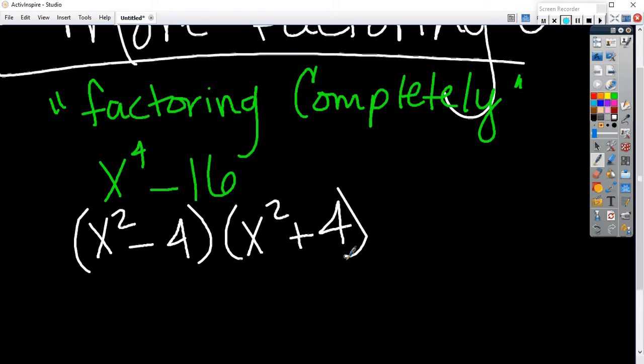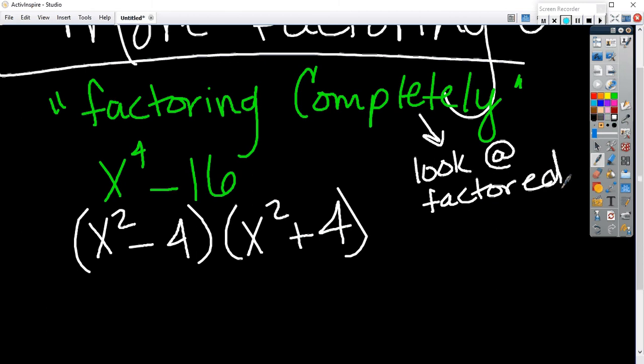Now, factoring completely means once it's factored, you look at the factored pieces and see if you can factor again.